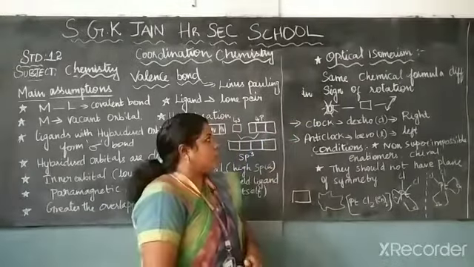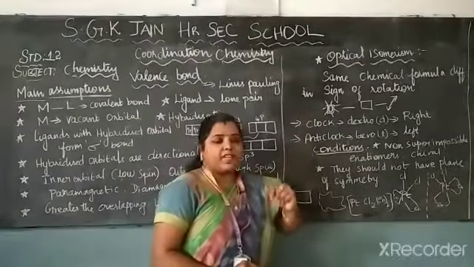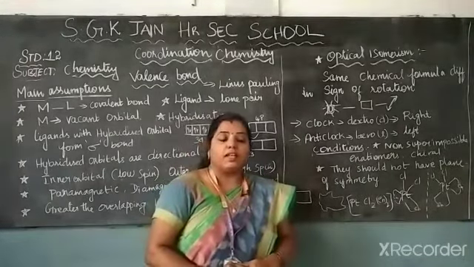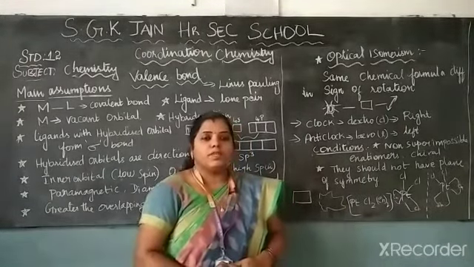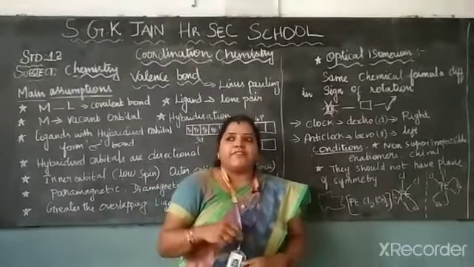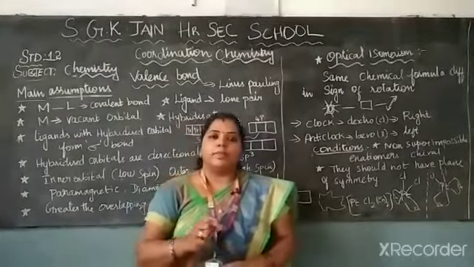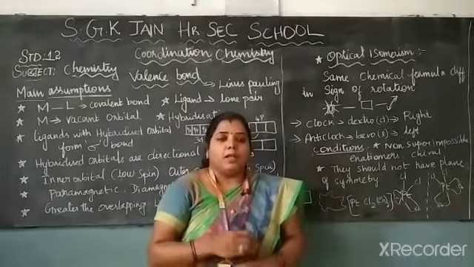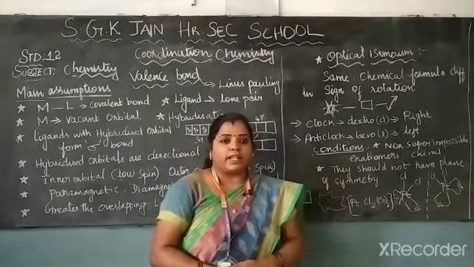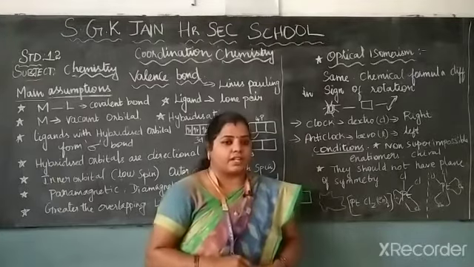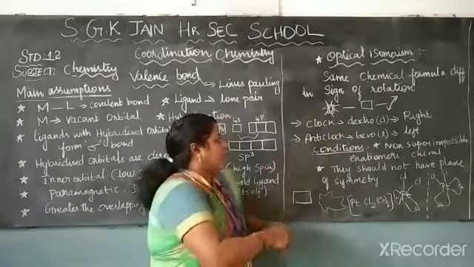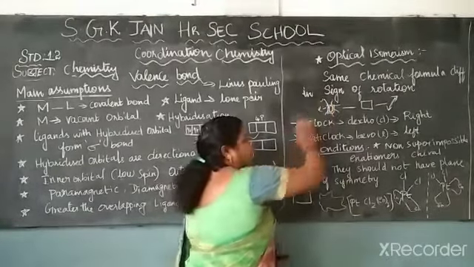In optical isomerism, the compounds have the same chemical formula but differ in the sign of rotation of plane polarized light. What is the meaning of plane polarized light? A normal light exhibits rays in all directions. But when you consider plane polarized light, it exhibits in a single direction. If it is normal light, the rays are in all directions.